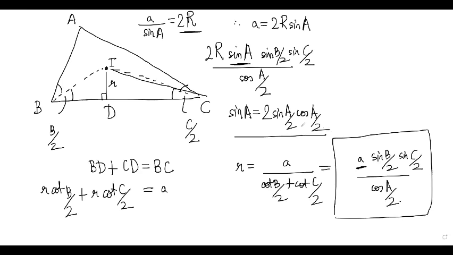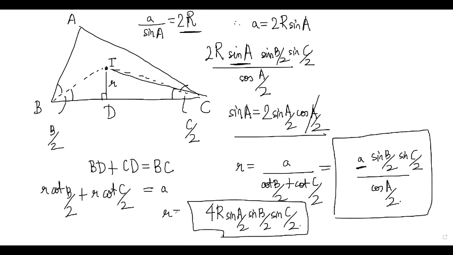So what will happen when you divide by cos A by 2 here? This will cancel, right? One cos will cancel and it will become 4 capital R sine A by 2 sine B by 2 sine C by 2, right? So what we have proved here is r is equal to 4 capital R sine A by 2 sine B by 2 sine C by 2. This is very important. You need to know multiple versions of your formula.